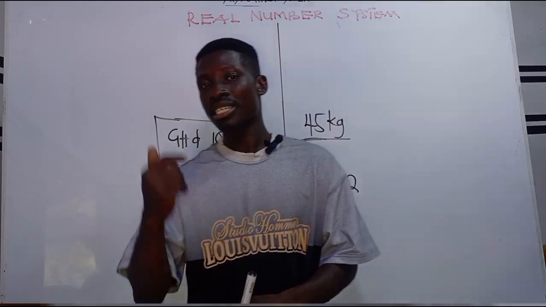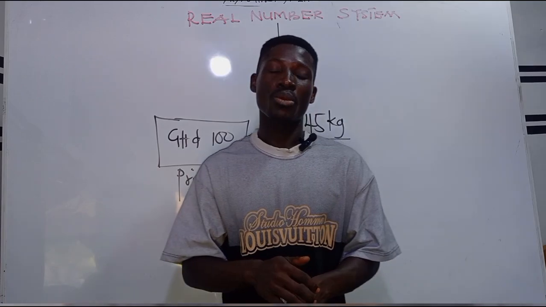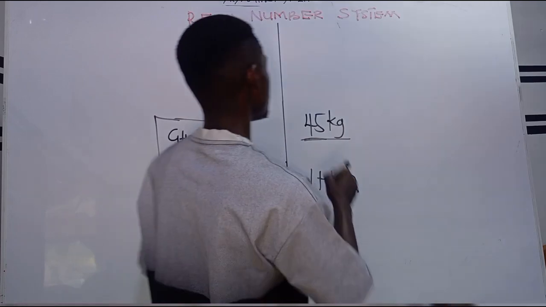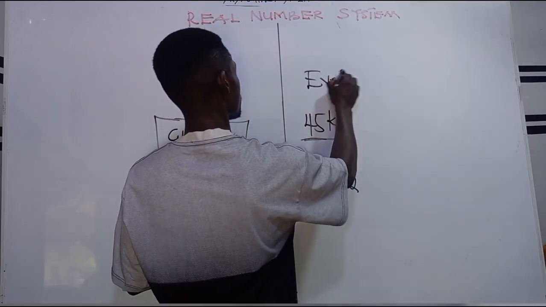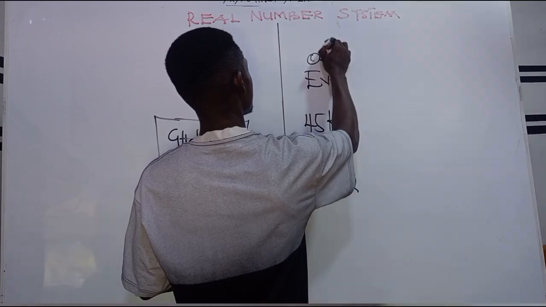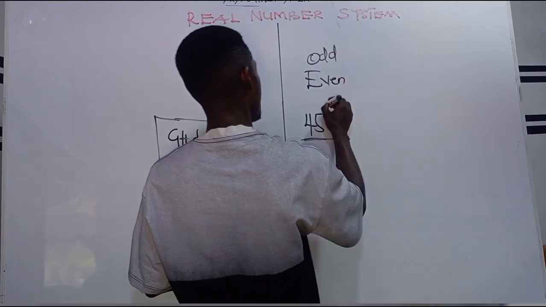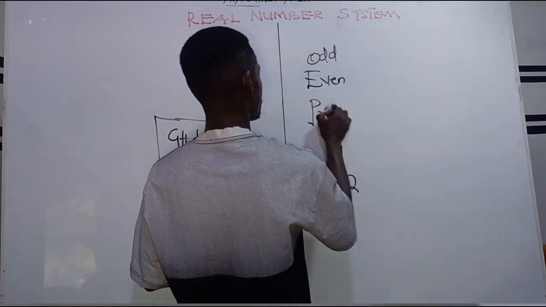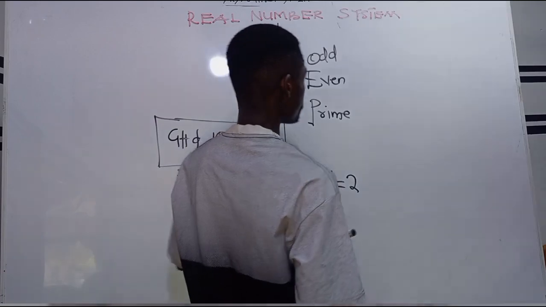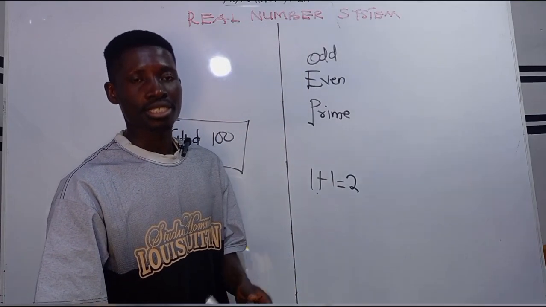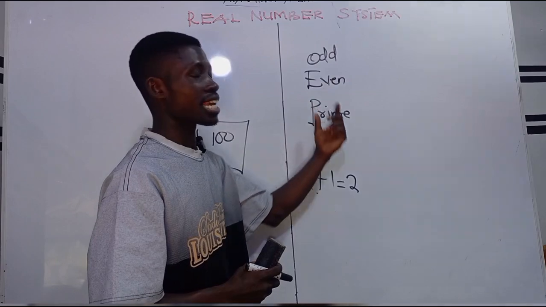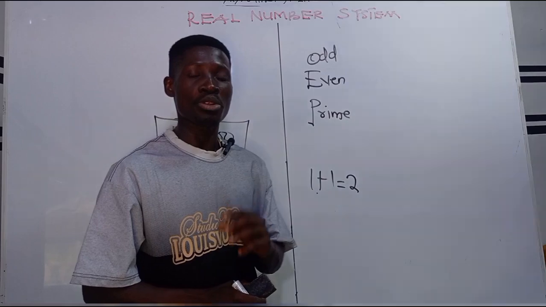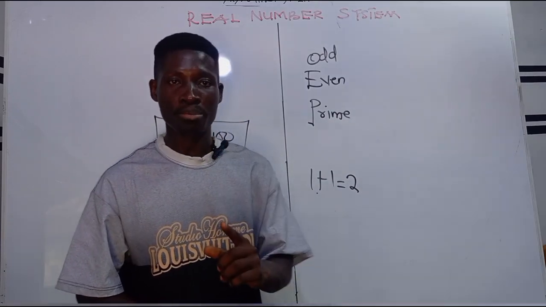When we were at the basic level, we learned about some types of numbers. We learned about the even numbers, the odd numbers, and then prime numbers. And I believe that you can still explain and give examples of these numbers. We are going to continue with this, and we shall be looking at what we call natural numbers.